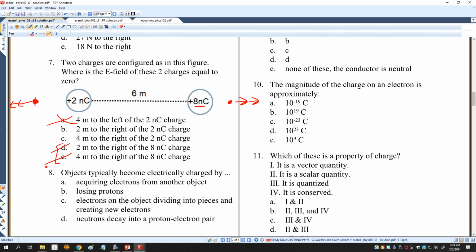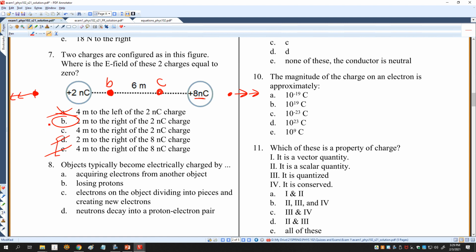Now I have 2 more. I want to get away from the big charge. So I'm going to have to say that my answer is going to be somewhere over here. Now I have 2 answers. B is right here, and C is right here. So if I were to pick between those, I would have to pick B. Now let me show you how you would calculate that.